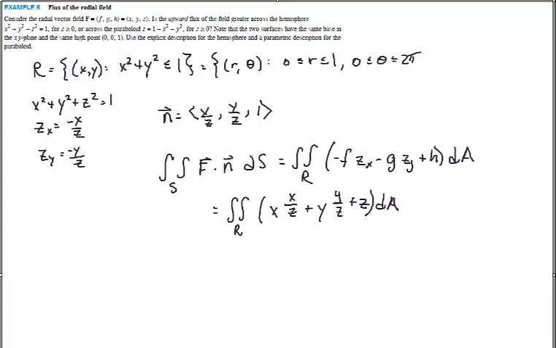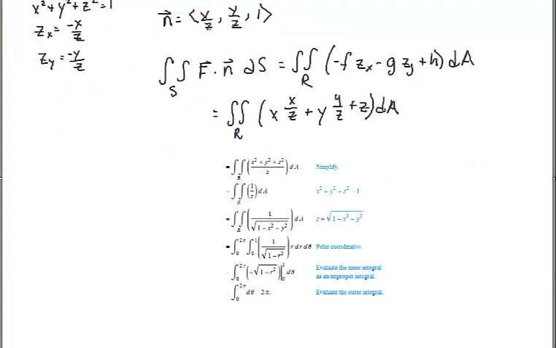Alright, now I'm going to fill in that integral with our limits of integration in terms of polar coordinates. And this is the integral completed in its entirety, and you'll get 2 pi for that one.